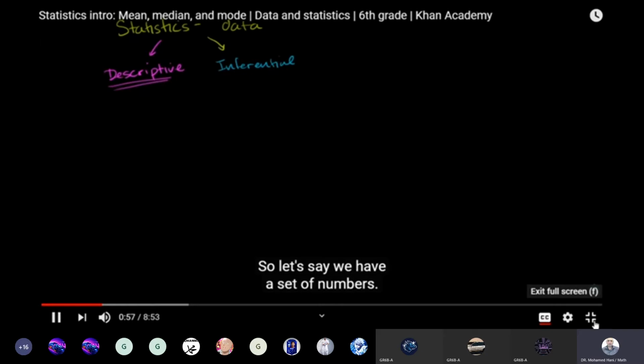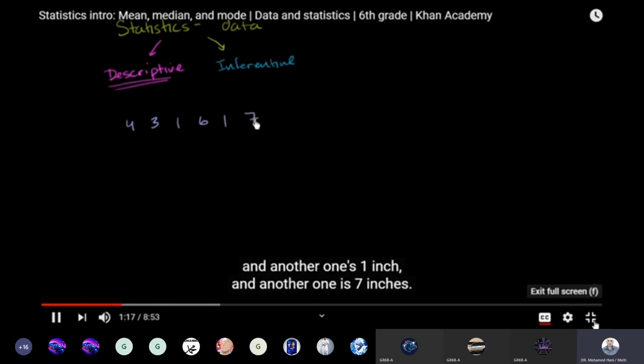So let's say we have a set of numbers. We can consider this to be data. Maybe we're measuring the heights of our plants in our garden. And let's say we have 6 plants and the heights are 4 inches, 3 inches, 1 inch, 6 inches, and another one's 1 inch, and then another one is 7 inches.